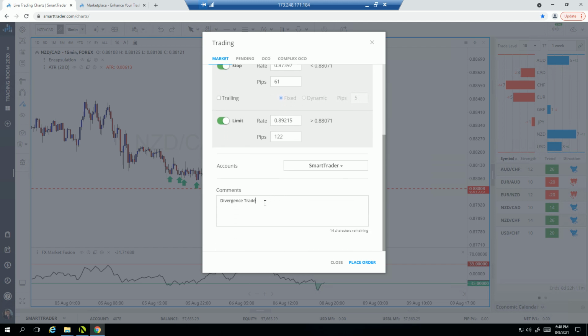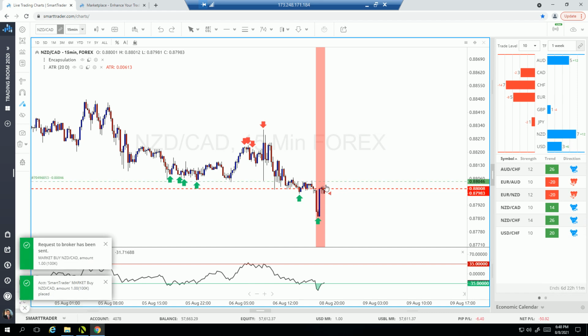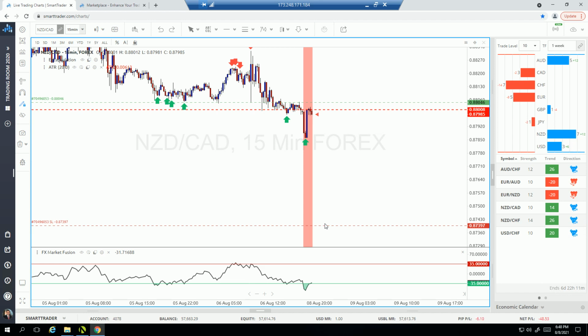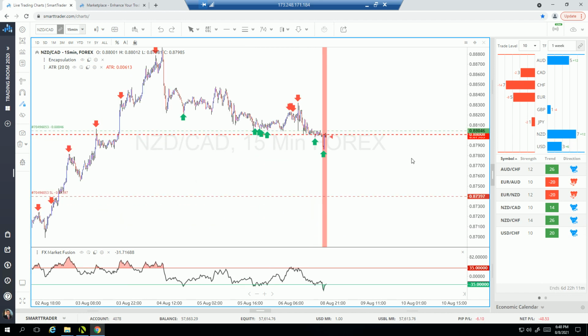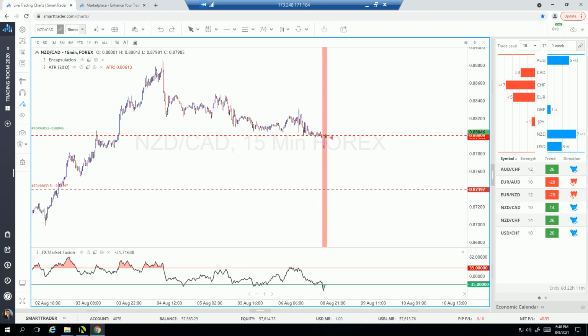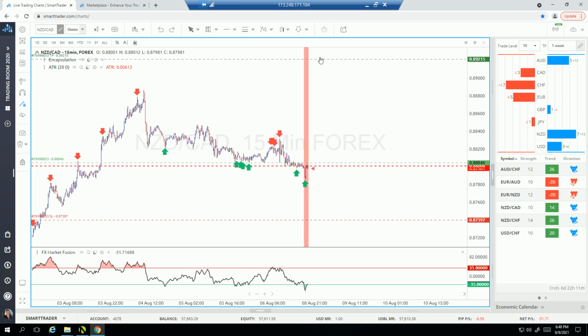Now I'm going to place this in and just give it a name here. This is an M15 trade. I'm going to place that order, and I am now in the market. I do have my stop loss at the 61 pip stop, and I have my target all the way up here at my 122 pip target.